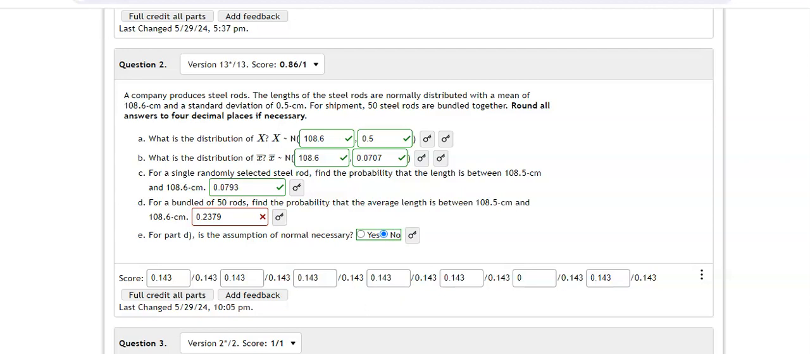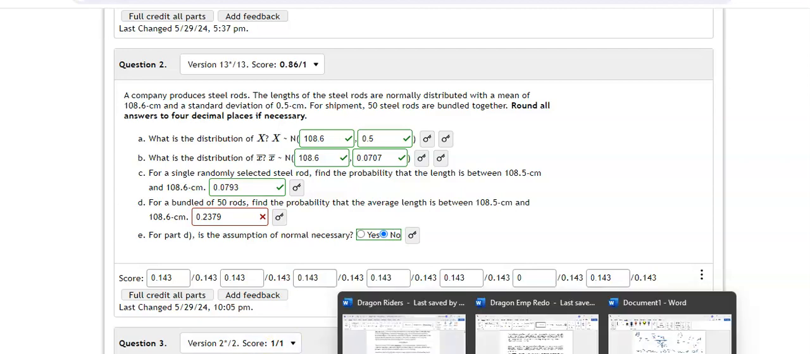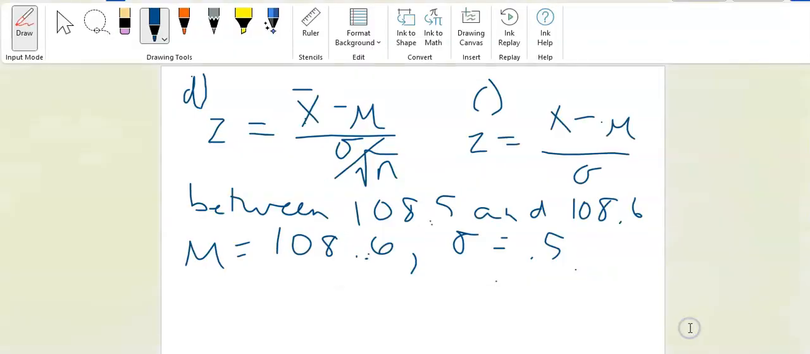Now, I noticed that you got C. C is a single steel rod, so we're going to use a different z-score calculation than we use for D, where we have a bundle or a sample of 50 rods. All right, so for C, I've written it on another sheet here.